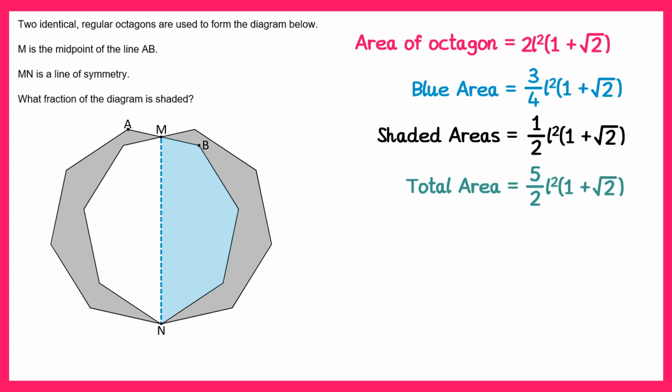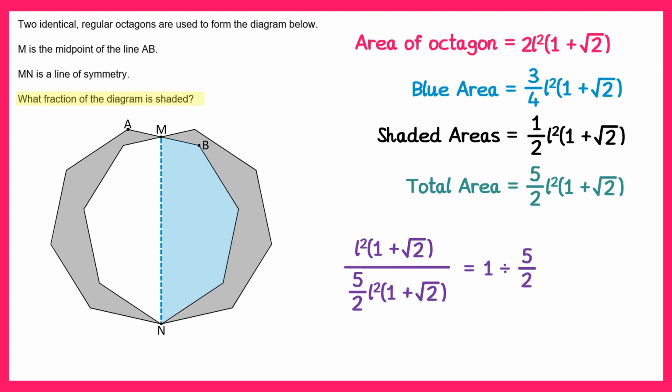Now the question asked us to work out the fraction of the diagram that's shaded. So we'll need to do the area of the shaded parts divided by the total area of the whole diagram. The area of the shaded parts is just 2 of the shaded areas, which we know is L squared lots of 1 plus root 2, and we'll divide this by the total area, which is 5 over 2 lots of L squared 1 plus root 2. Now the L squared 1 plus root 2's will cancel, this just leaves us with 1 divided by 5 over 2, which is the same as 1 times 2/5, which is 2/5. And that's the answer to the question.